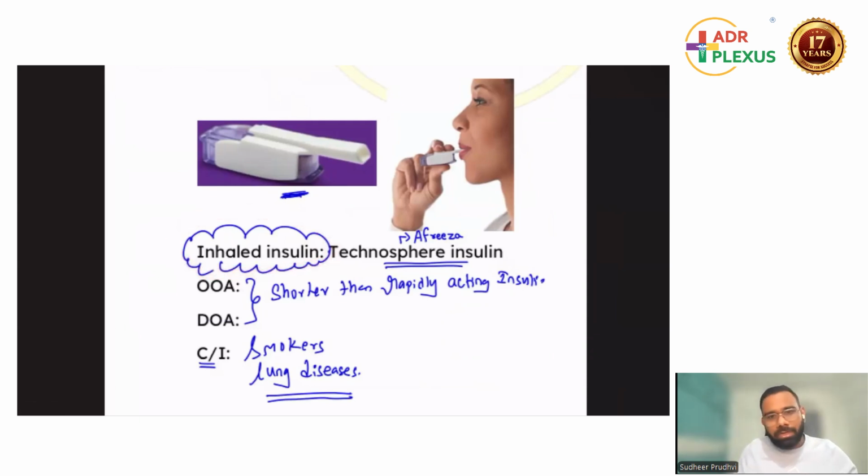This is a screenshot from our regular notes also. Afrezza, this is Technosphere insulin. Remember, the contraindications are smokers and lung disease, because in these two scenarios we cannot predict the bioavailability. That is the reason why inhaled insulin is contraindicated in these two conditions, that is smokers and lung diseases. That's all.